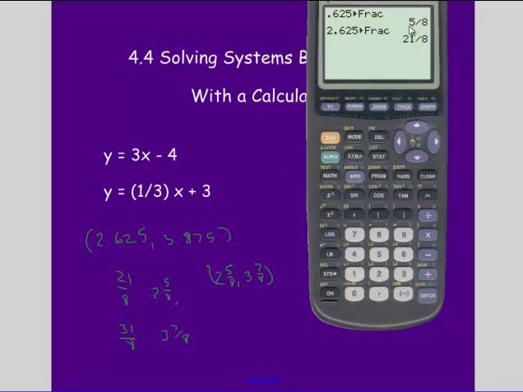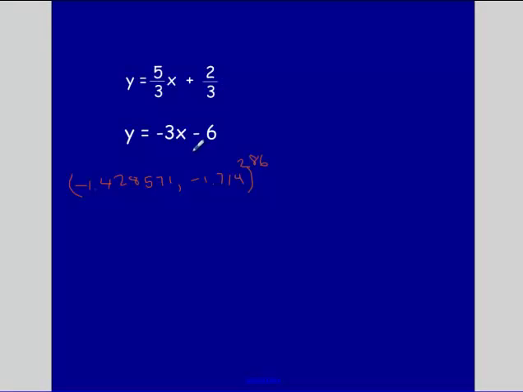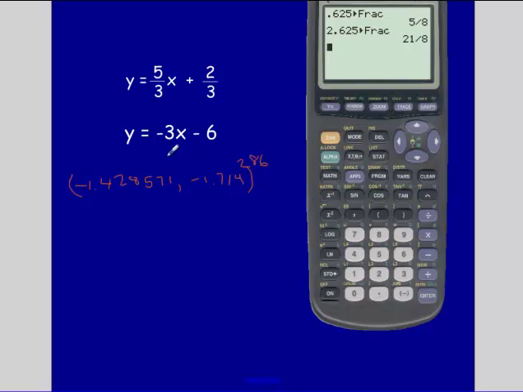Or here you could just look at the 5/8 and go, okay, it's the 2 plus the 5/8. A little bit easier. So I'm on this one, and I'm going to try it again. I'm going to leave off the negative 1.